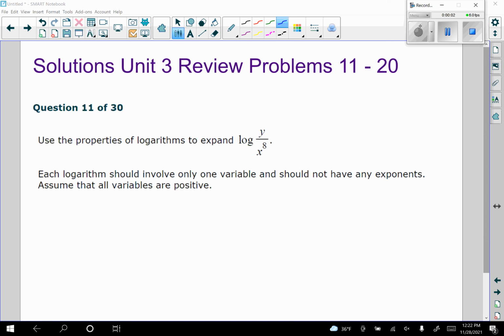Here are the solutions to problems 11 through 20 from the Unit 3 review. So for question 11, we want to use the properties of logarithms to expand this expression.